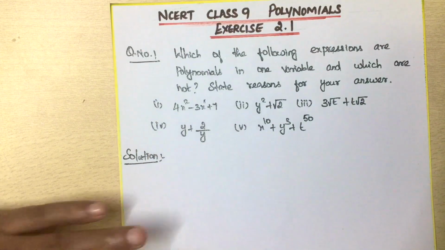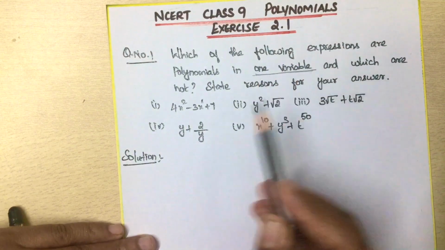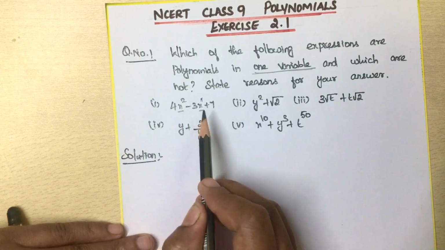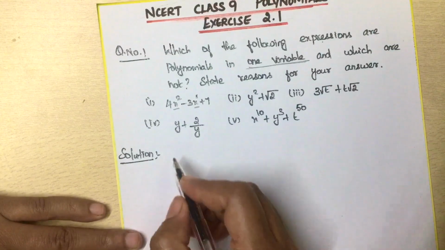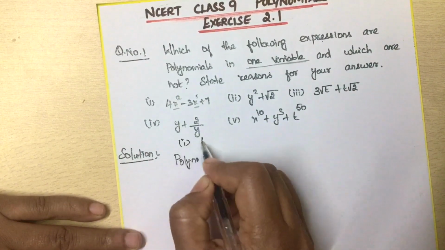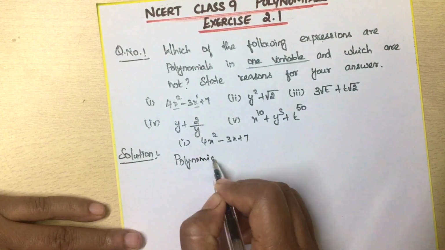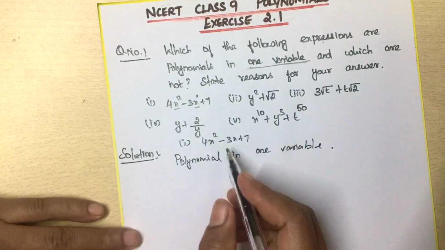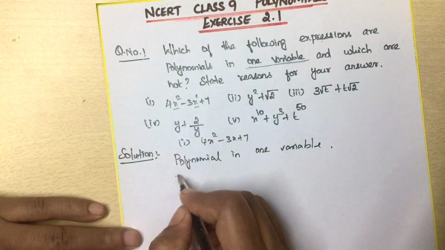The next step, we have to check whether it is having one variable or not. The variable here is x and x. Yes, definitely this is a one variable polynomial. We can write the answer like this. Polynomial. So the first one, 4x square minus 3x plus 7, is a polynomial in one variable. We can write the reason as each exponent of the variable is a whole number.